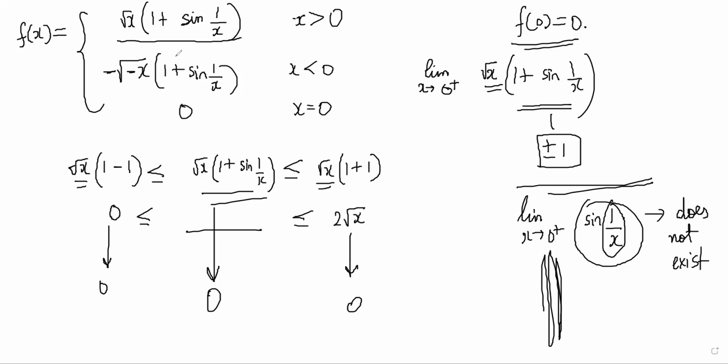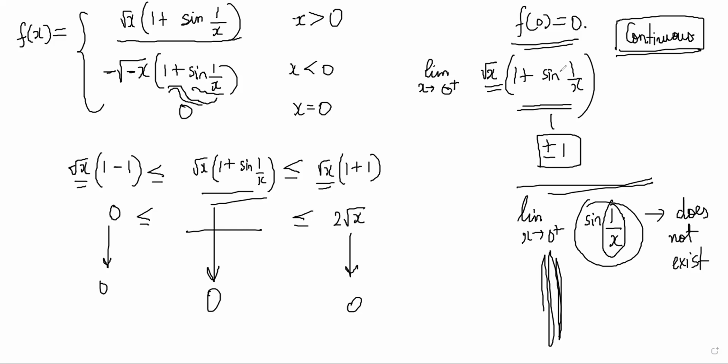So the limit from the positive side is tending to 0. From the negative side, I will do the same thing actually, nothing different. Individually, the limit will not exist, but because of the squeeze principle, it will again tend to 0. So it will be continuous for sure, because both limits are tending to 0.